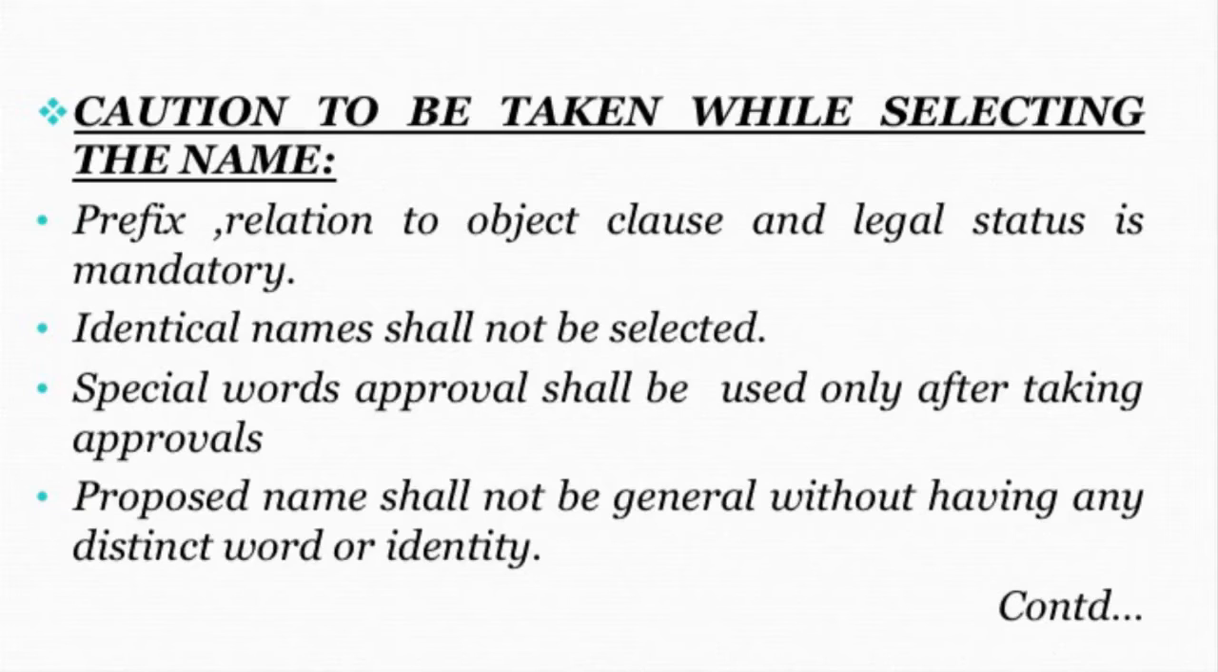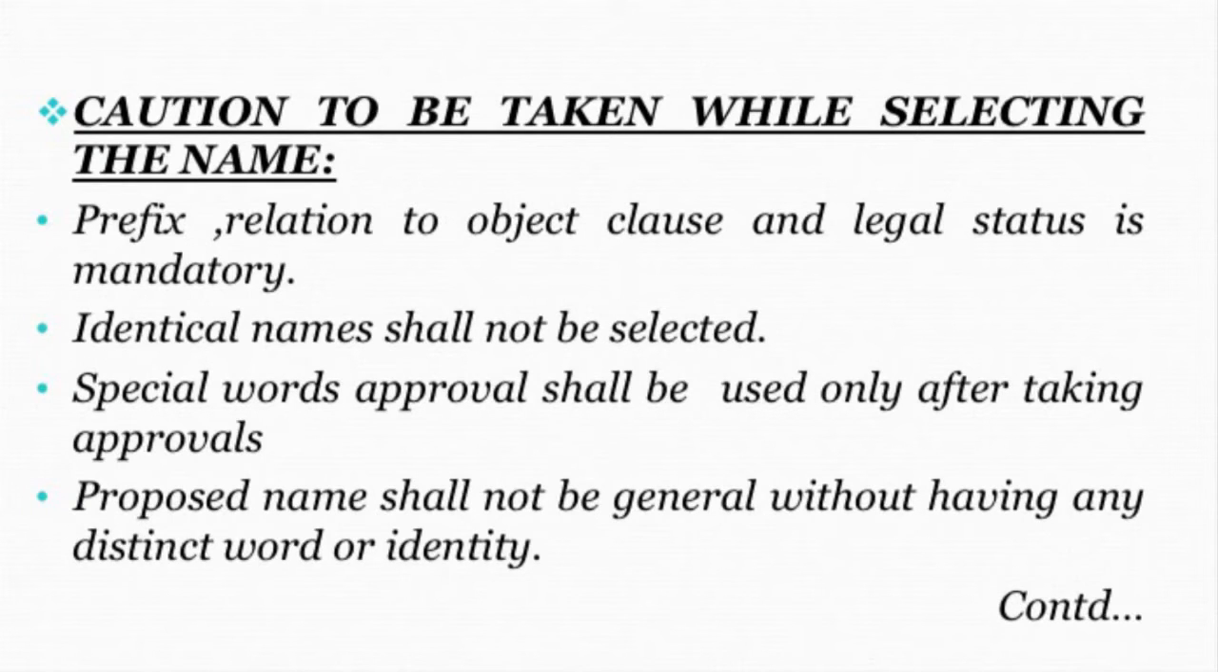Second is your object clause. The object clause that you say should be matching with the name that you are giving. So do not have a chemical object clause and a trading of goods and commodities as part of your name. If you are forming a chemical company, ensure that a similar object clause is matched with the name that you are planning for.